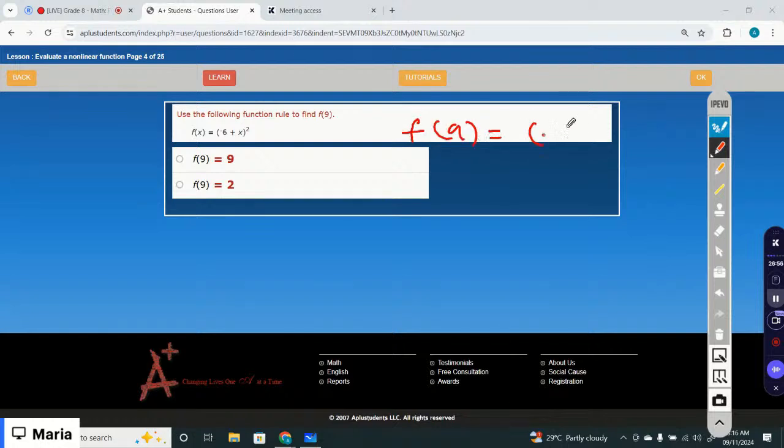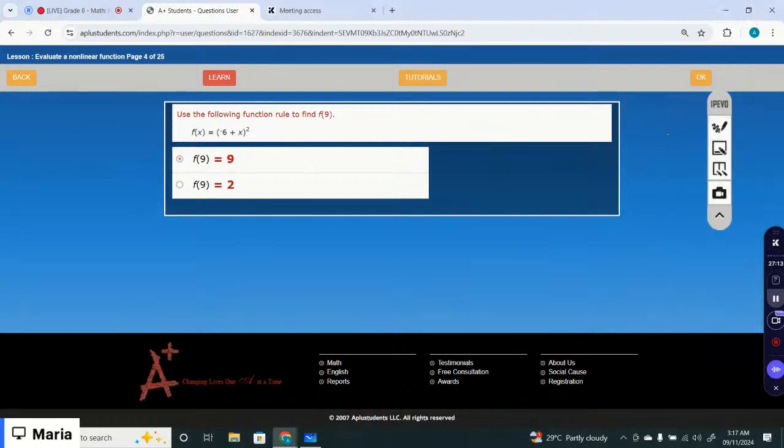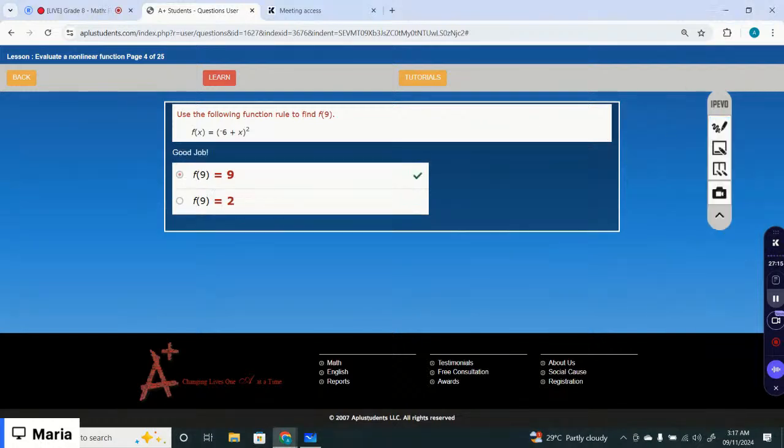F of 9 equals negative 6 plus 9. The correct option is option number 1. F of 9 equals 9.